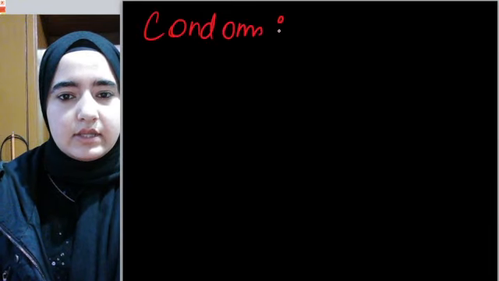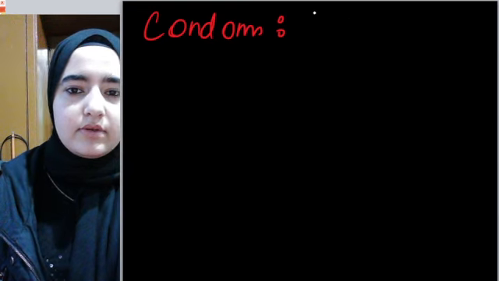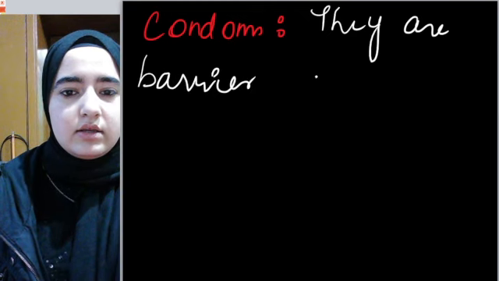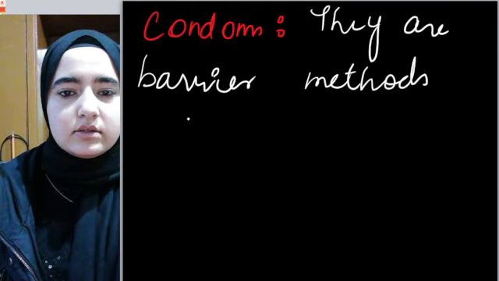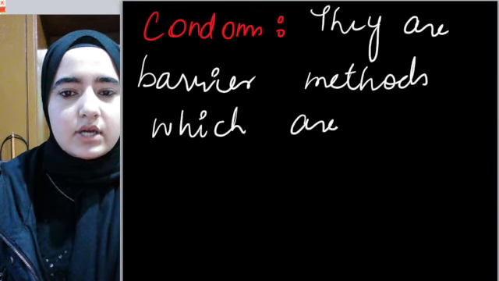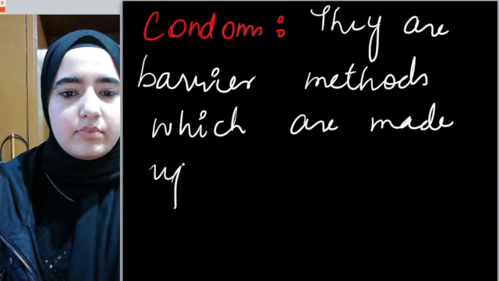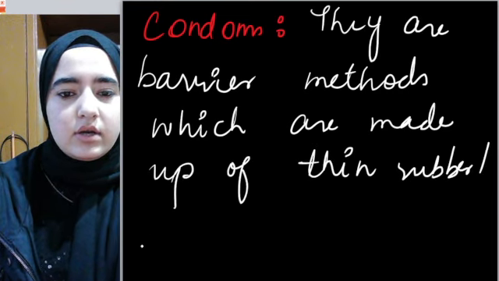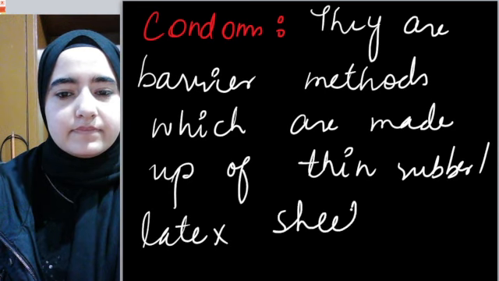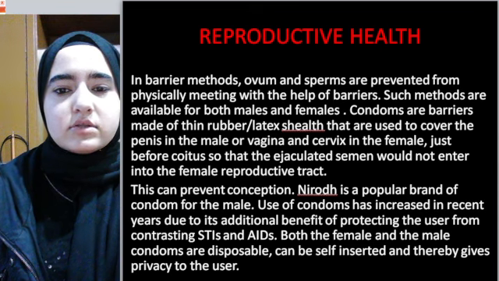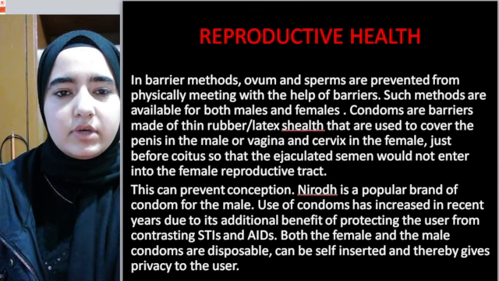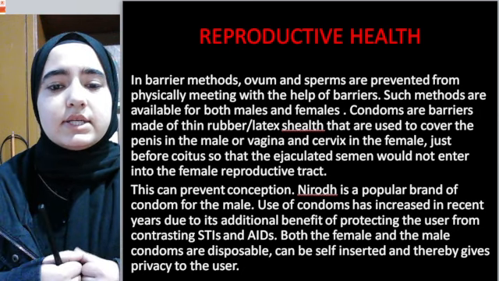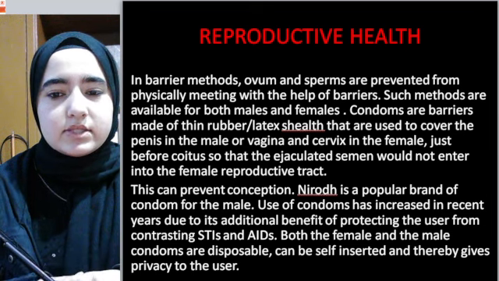Actually, condoms are barriers which are made up of thin rubber or latex sheath, which are used to cover the male external genitalia, that is the penis in males, and the vagina or cervix in females.